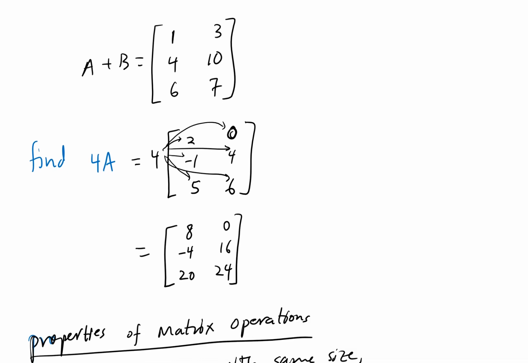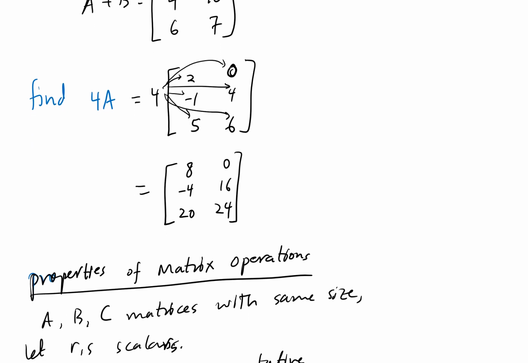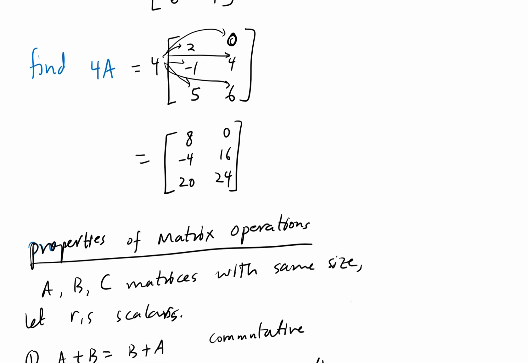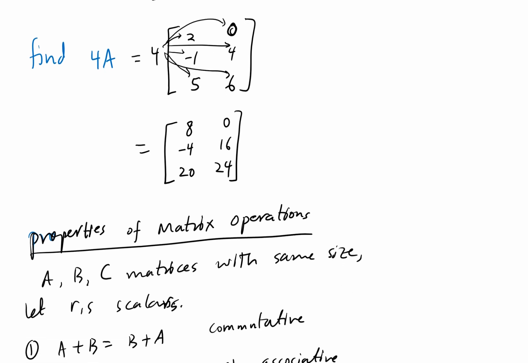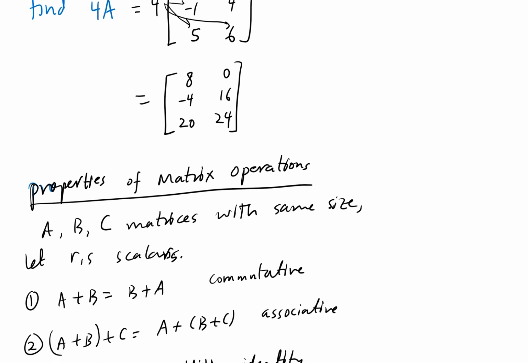Matrices have some properties with their operations. First thing, if we take 3 matrices, call them A, B, C, with the same size, meaning same rows and same columns, let r and s be scalars. First one, if you add A plus B or B plus A, you get the same thing. That's called commutative property. If you add the first 2 matrices and add the answer to C, it is the same as if you add B and C together, then the answer to A. That's called associative property.